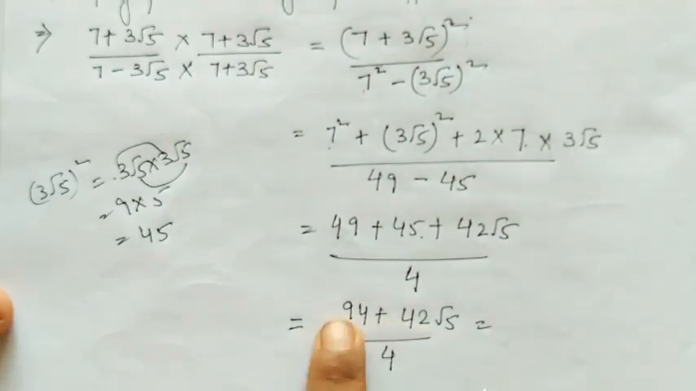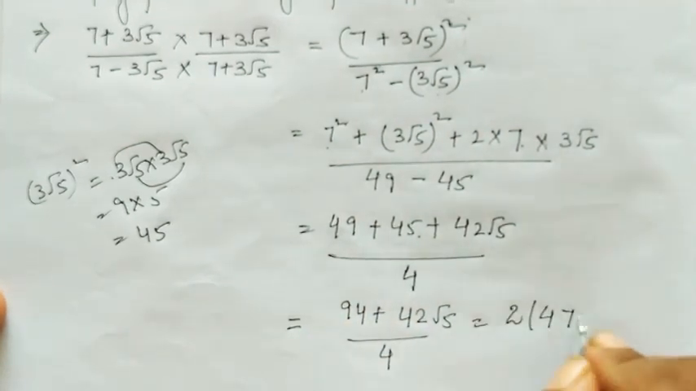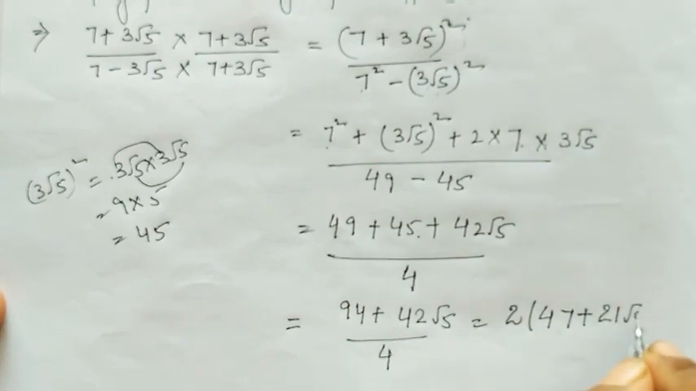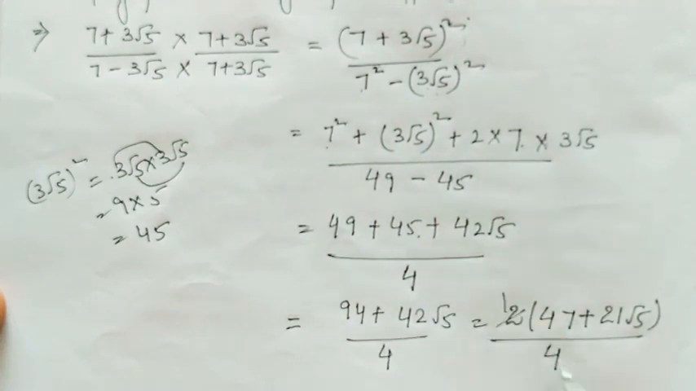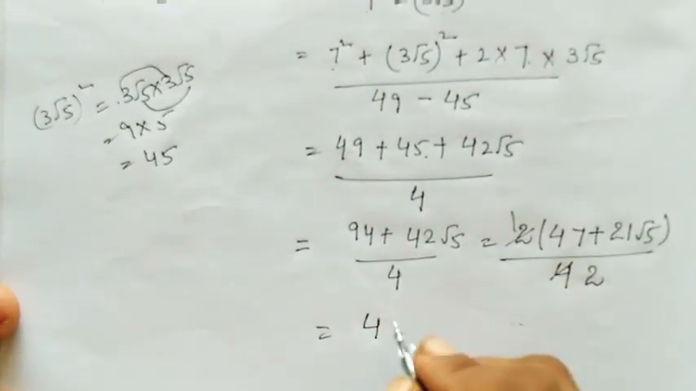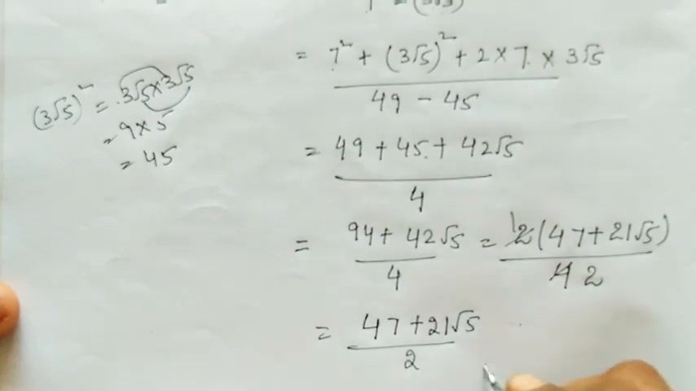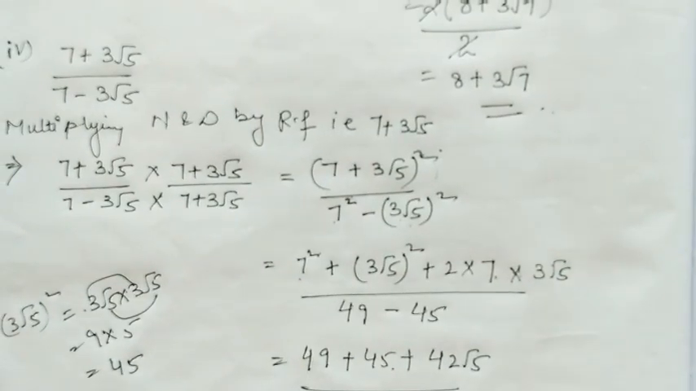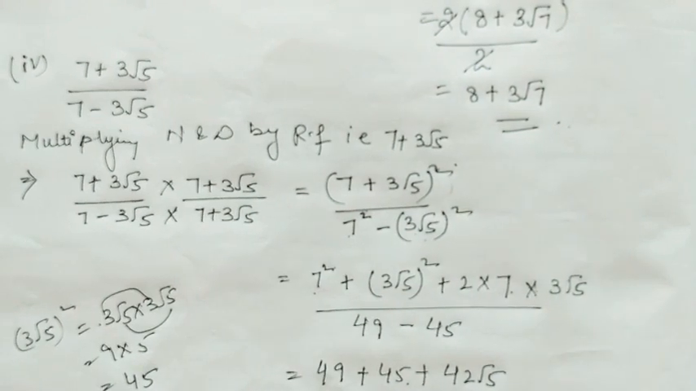I can take 2 common from here. By taking common, I get 47 and am left with 21 root 5, and here 4. So 2 ones are 2, 2 twos are 4. After cancelling out, I'm left with 47 plus 21 root 5 upon 2. This is the answer. I hope you have understood how to rationalize the denominator by its rationalizing factor. Okay, if not, again you can go through the video to understand it well.